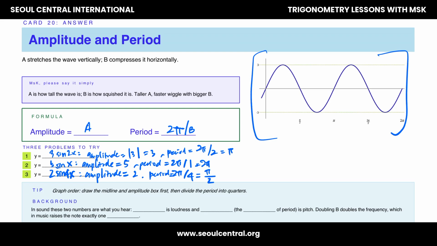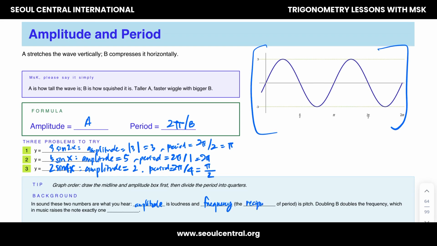In sound, these two numbers are what you hear. Amplitude is the loudness, and frequency, the reciprocal of period, is pitch. So doubling the b doubles the frequency, which in music raises the note exactly 1 octave.